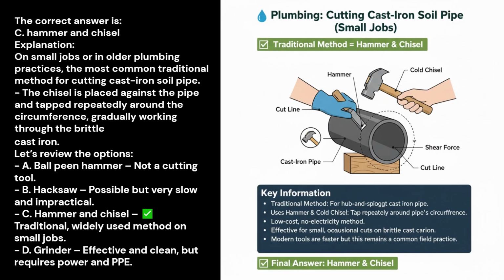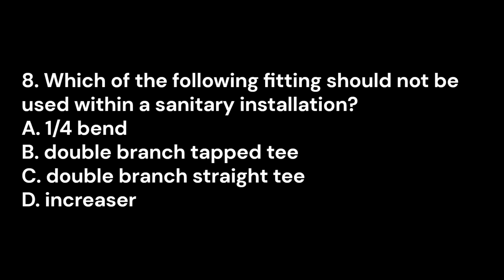Let's review the options. A. Ball peen hammer, not a cutting tool, used for metal shaping, not pipe cutting. B. Hacksaw, possible but very slow and impractical for thick, hard cast iron. C. Hammer and chisel, traditional, widely used method on small jobs. D. Grinder, effective and clean, but requires power and PPE, more common in professional or larger scale work. Therefore, the best answer is C. Hammer and chisel.